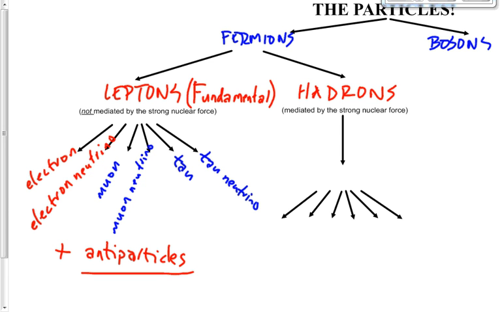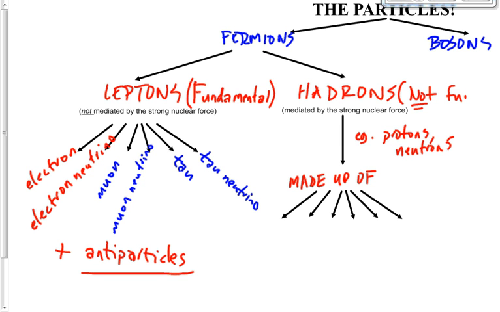Then we've got the hadrons that are mediated by the strong nuclear force. For example, protons and neutrons. And these hadrons are not fundamental. They are made up of quarks. There are 6 types of quarks. There is the up quark. There is the down quark. Those are the 2 kinds of quarks that we need to know because those are the 2 kinds of quarks that make up the protons and neutrons.